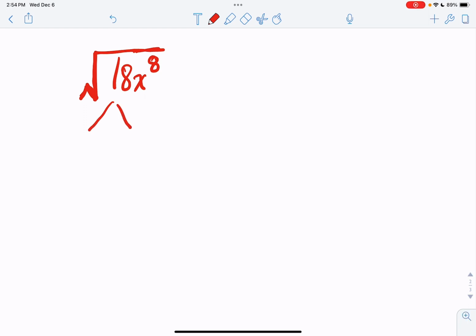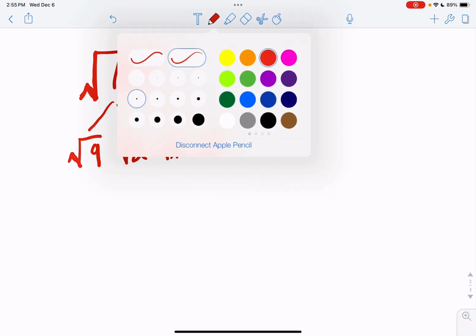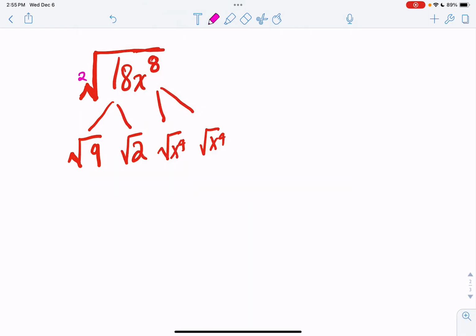Radical 18, I'm sorry, we could break it into radical 9 and radical 2. Now for radical x to the power of 8, I could break it into x to the power of 4 and x to the power of 4. I chose to be that way because our index is 2, and I want to break my exponents evenly into numbers that are easily divisible by 2.